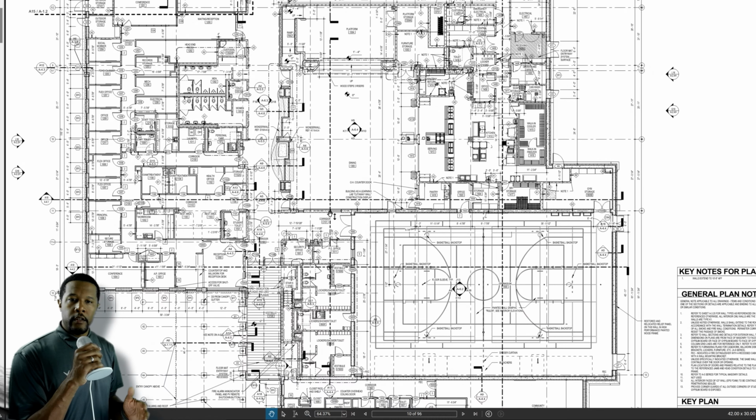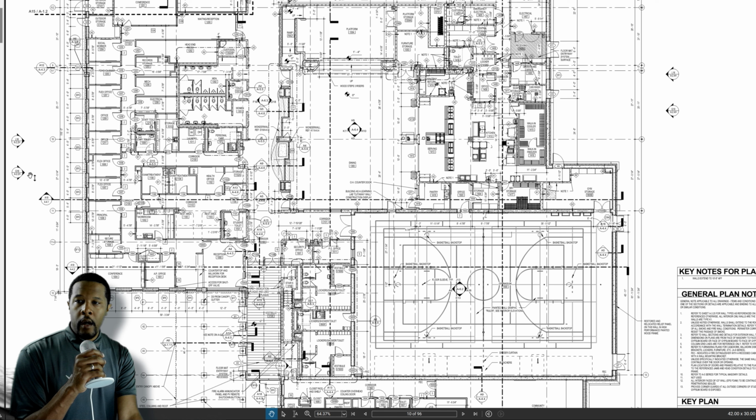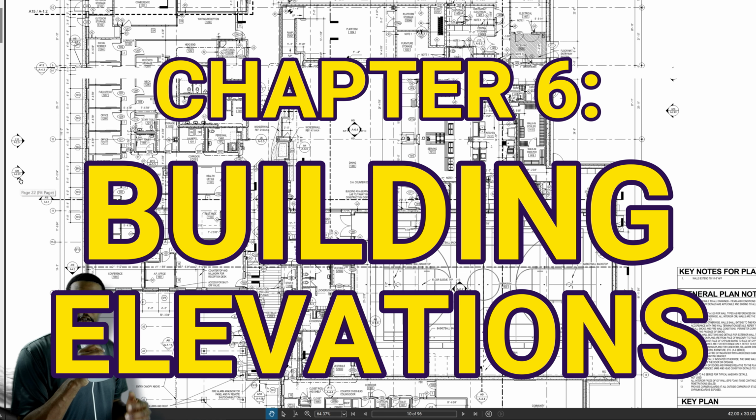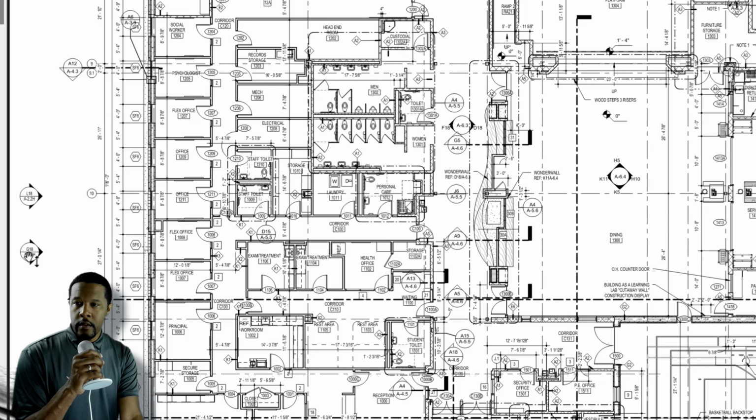So I wanted to come back to this partial plan, and now from here we're going to look at some elevations. So the elevation symbols are set up around the building at various spots, and you can see that the arrows are showing you which direction you're going to be looking at.